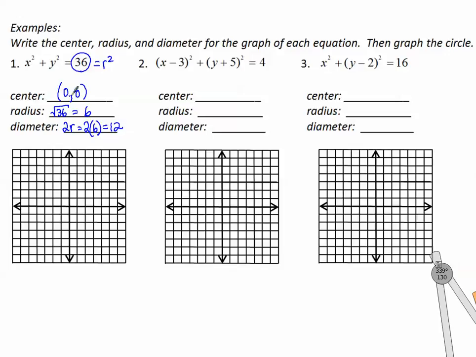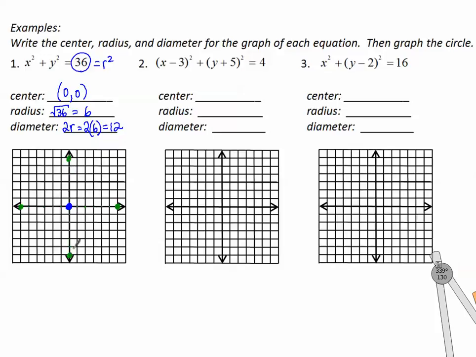Now we can graph it. Center is at 0, 0. We start with that. Each point on the circle is 6 units away from the center. It's easiest on a graph to just count in the 4 directions where we can count the blocks, like to the right, 1, 2, 3, 4, 5, 6, and to the left, and up, and down.